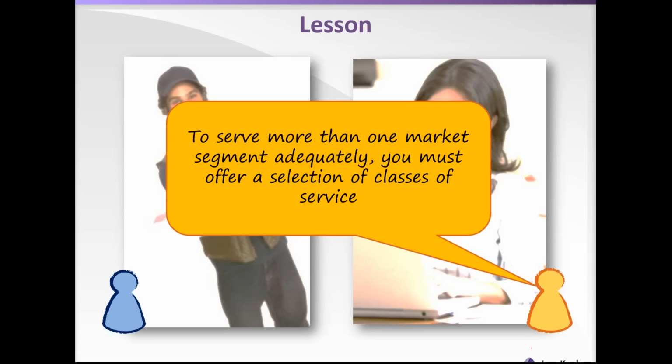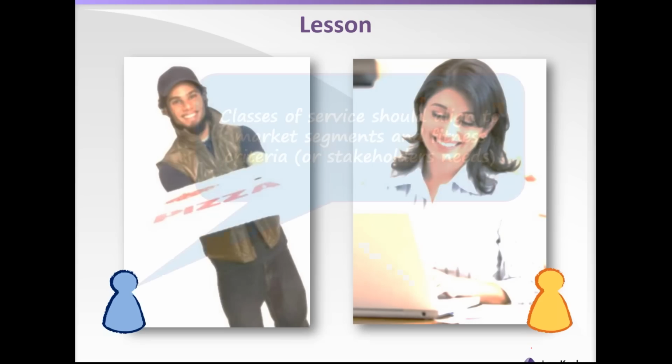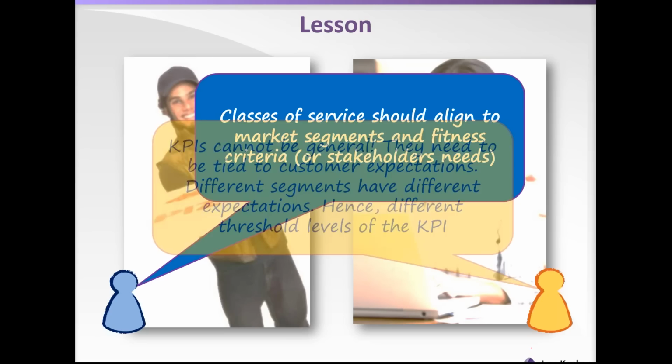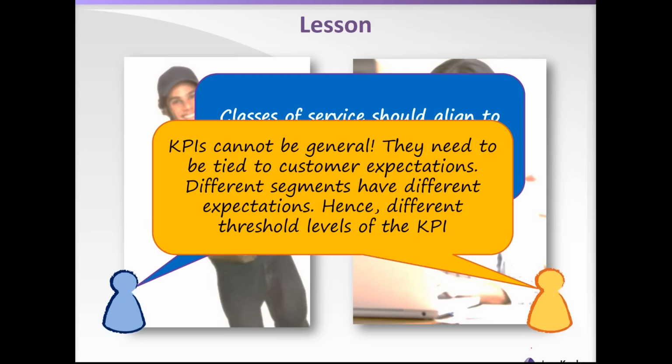To serve more than one market segment adequately, you must offer a selection of classes of service. If you don't have classes of service on your Kanban board right now, you're either serving just one customer, or you're probably underserving the customers that you currently have. Classes of service should align to market segments and fitness criteria or stakeholder needs. Your KPIs cannot be general, they need to be tied to customer expectations. Different segments have different expectations, hence different threshold levels for your KPI. In other words, if you serve more than one customer, you should have different KPIs for each customer, not just one KPI for your whole department, your whole Kanban system.